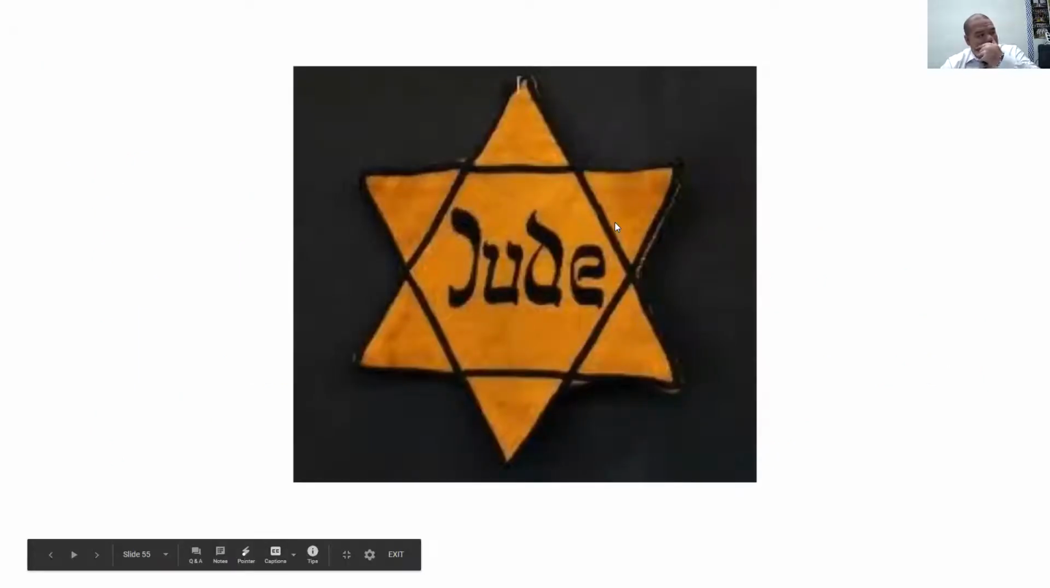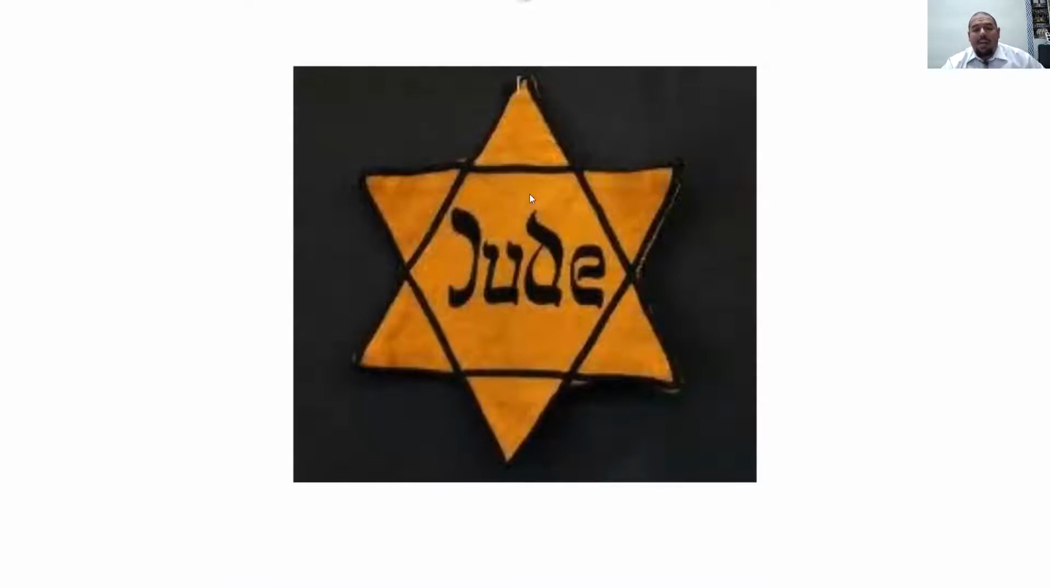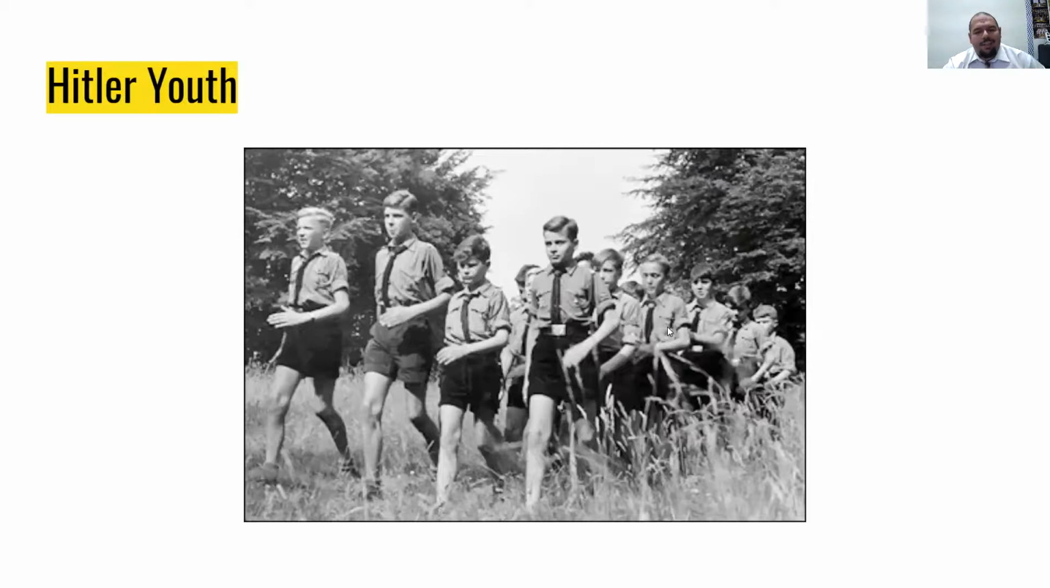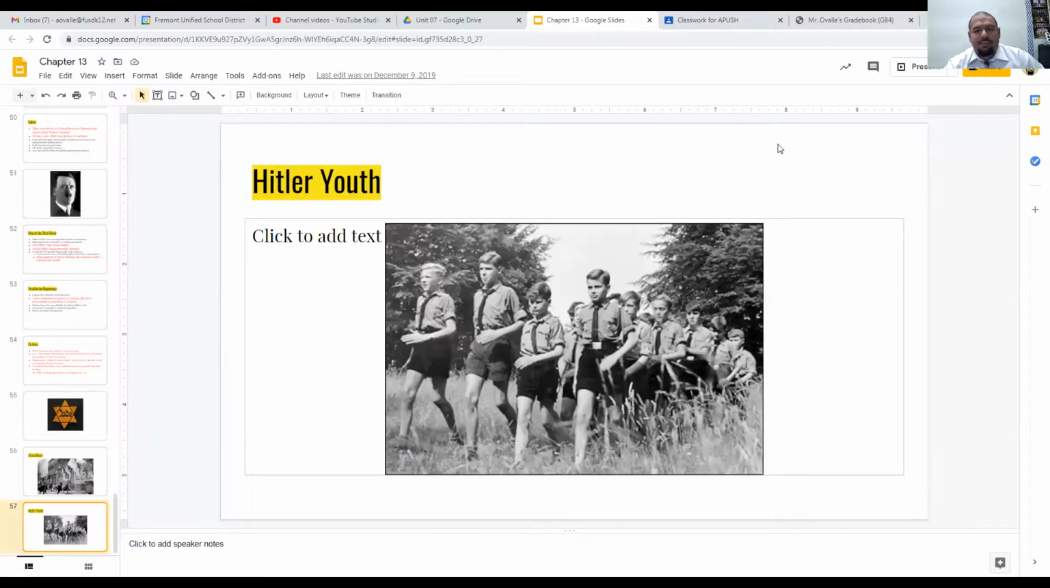So with the passing of the Nuremberg laws, a person of Jewish descent had to wear the yellow Star of David, and it would stick out, kind of like a scarlet letter. You'd have to wear the letter A for adultery. Jews had to wear this yellow Star of David on their clothing, and that would immediately tell people that they are Jewish. It's pronounced, I think, Jude, or Jew. Here are pictures from Kristallnacht. And here are pictures of the Hitler Youth with their hair parted just like the Führer himself.